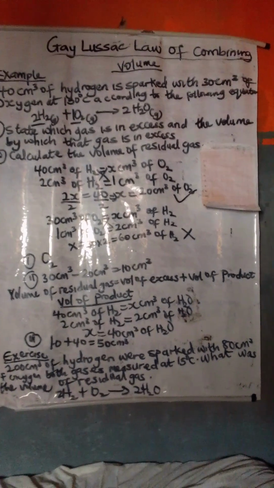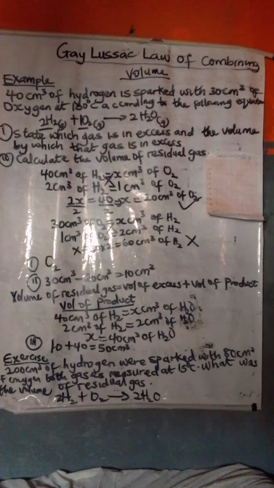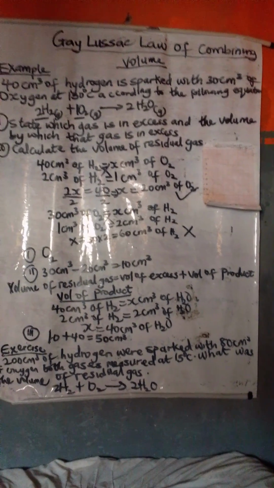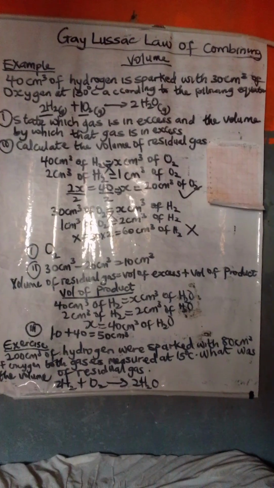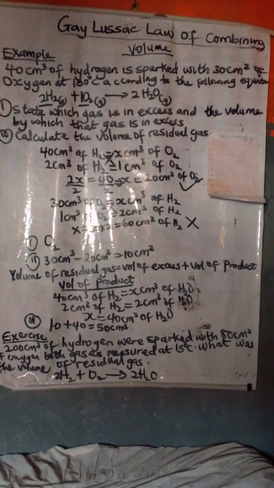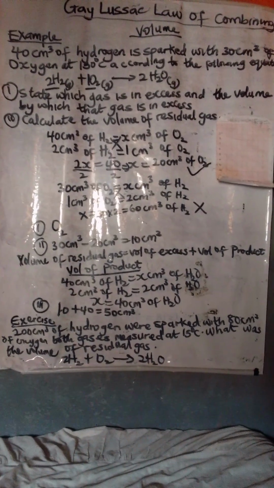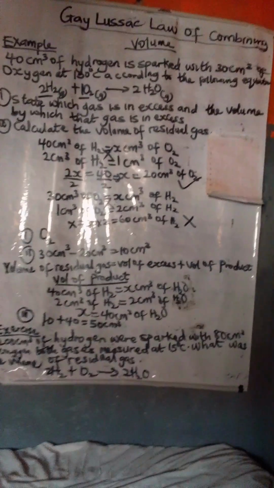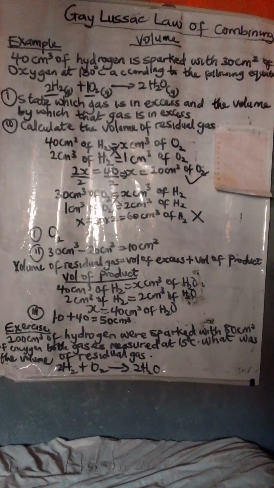40 cm³ of hydrogen is packed with 30 cm³ of oxygen at 150 degrees Celsius according to the following equation. State which gas is in excess and the volume by which the gas is in excess. Calculate the volume of residual gas. Now, if you want to know the gas that is in excess, you have to calculate using their mole ratio. But this time around, the mole ratio is in the form of volume.